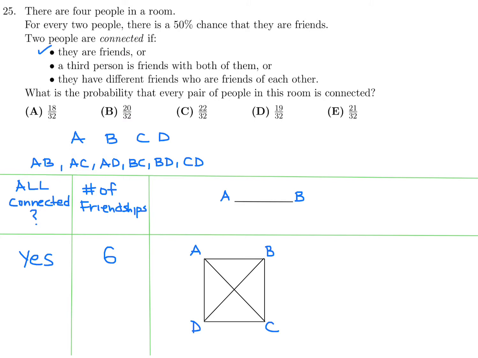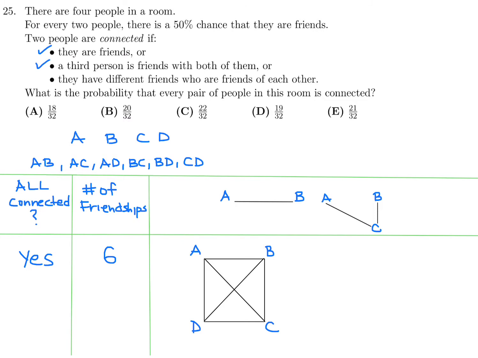The next one is a third person is friends with both of them. So they're not friends. So you got a situation where you have A and B. They're not connected. There's no line between them. But there is a third friend that they're both friends with. So let's say it's C. So there will be a line from B to C and A to C. That is what this is describing, the second one.